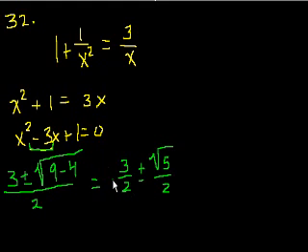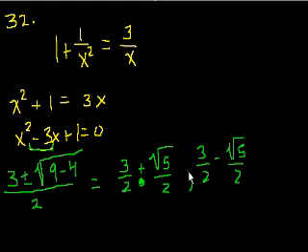I just separated these out because I was looking at the choices and it seems like they did that. So you could say that's 3 halves plus square root of 5 over 2, or 3 halves minus the square root of 5 over 2. And I just did that because it seems like that's how they write it. And that is choice A. Next problem.